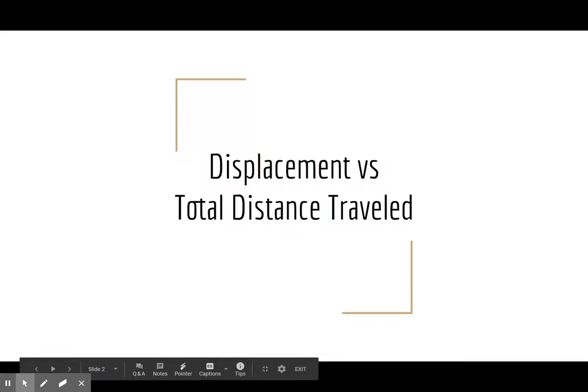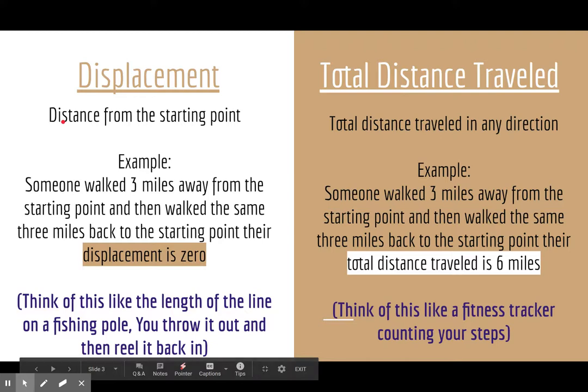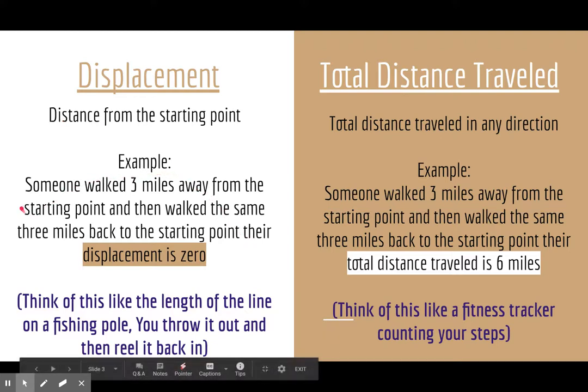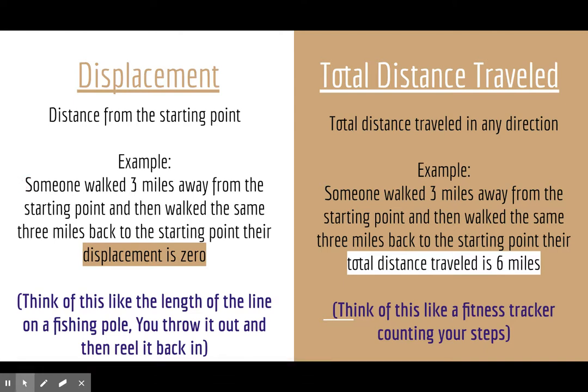All right, guys, this video is going to talk about displacement versus the total distance traveled, okay? So the definition for displacement is the distance from the starting point, okay? Now, our example is down here. It says someone walked 3 miles away from the starting point and then walked the same 3 miles back to the starting point. Their displacement is 0 because they're back at the starting point.